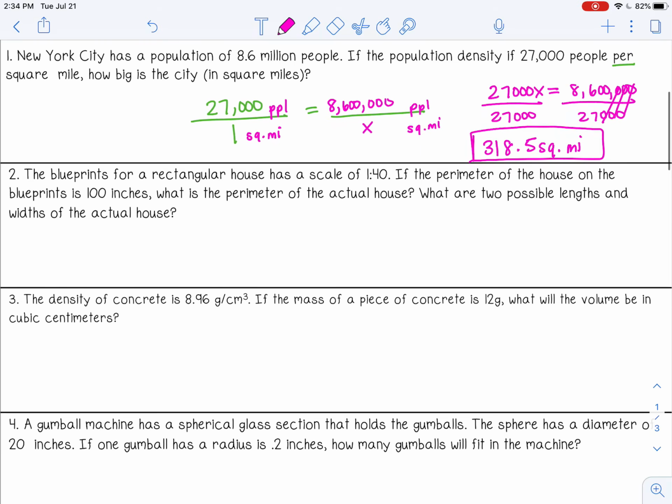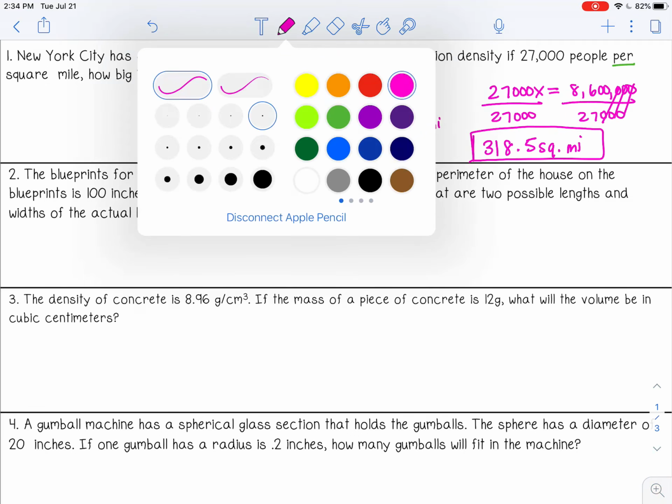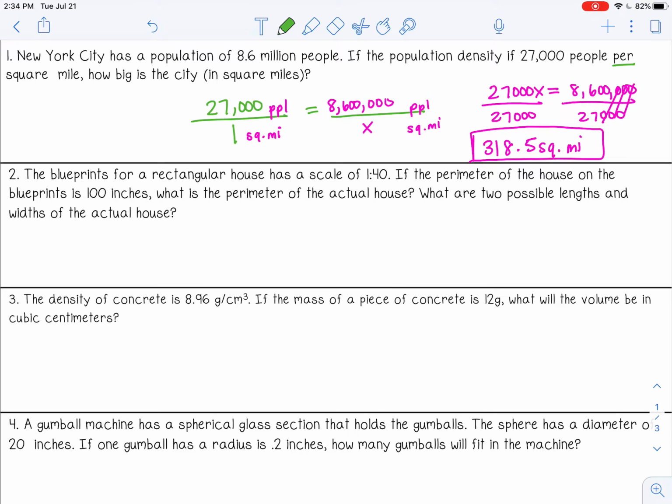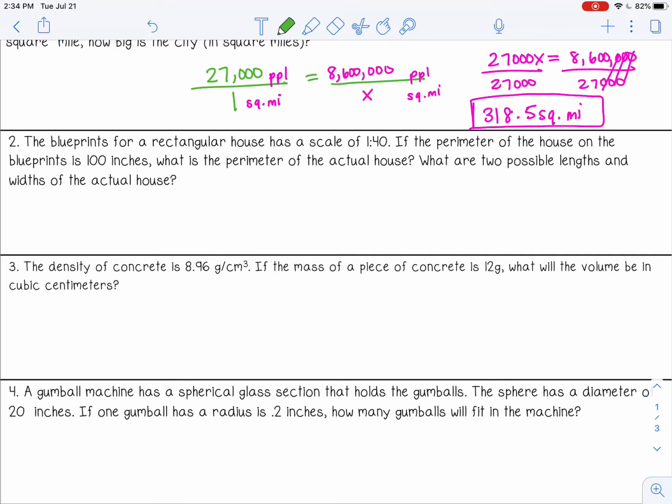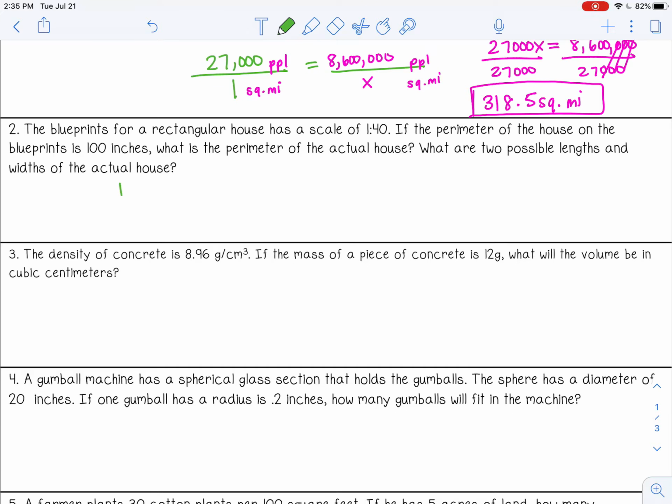All right, next one. The blueprints for a rectangular house has a scale of 1 to 40. If the perimeter of the house on the blueprints is 100 inches, what is the perimeter of the actual house? What are two possible lengths and widths of the actual house? All right, so if my scale is 1 to 40, I can make a ratio of that, 1 over 40. So 1 would be the blueprint, 40 would be the actual house, because the house is 40 times bigger than the actual blueprint. So 1 to 40.